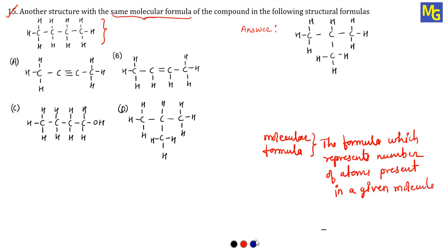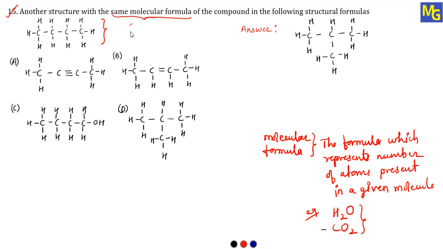For example, if I take H2O, then this is a molecular formula. Why? Because by seeing this, we can understand there are two hydrogens and one oxygen. If you say CO2, this is a molecular formula, because I'll understand in this molecule there are two oxygens and one carbon. So such types of formulas are called molecular formulas. Now in the given compound, first write down the molecular formula, because whatever is given is the structural formula.